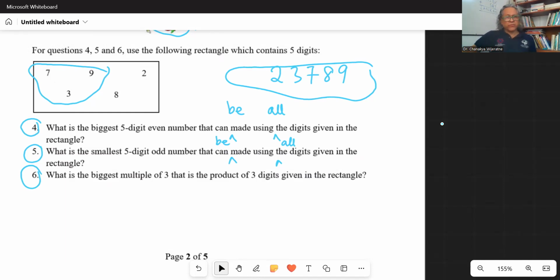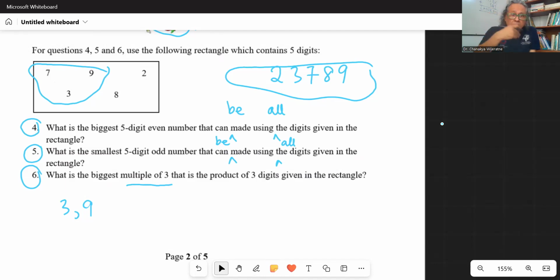What is the biggest multiple of 3 that is the product of 3 digits given in the rectangle? So multiples of 3, we know, we get by multiplying 3 by other numbers, right? So you want the biggest one. Now you can see that there are 2 digits, 3 and 9. So 9 also has a factor 3, right?